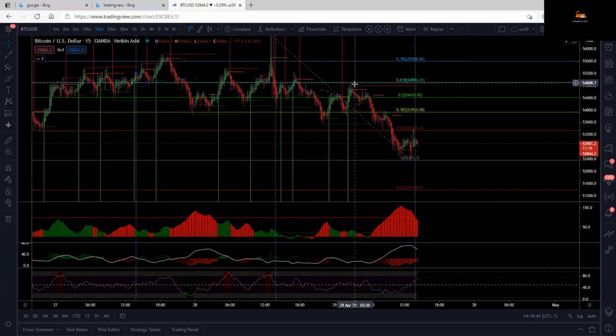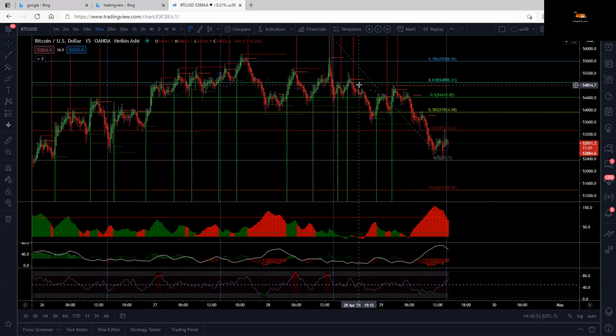Why? Because what did it do? It reversed as soon as it came here. But what did it do before it reversed? It respected this level. It never broke above this level. So that's it. That's all.